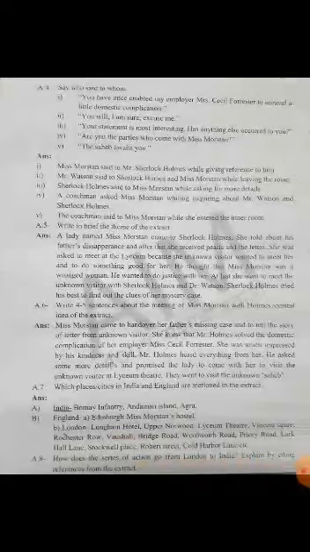Activity 4. Say who said to whom. A very simple activity is this one. Who said to whom? If you have your textbook, you can easily understand who said to whom. You can easily get the answers to the questions given here. A4, say who said to whom. First, "You have once enabled my employer, Mrs. Cecil Forrester, to unravel a little domestic complication."